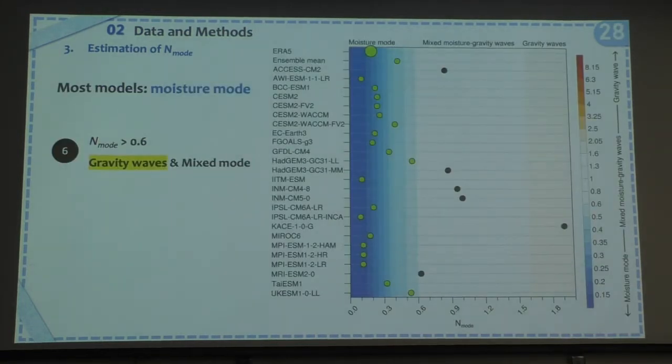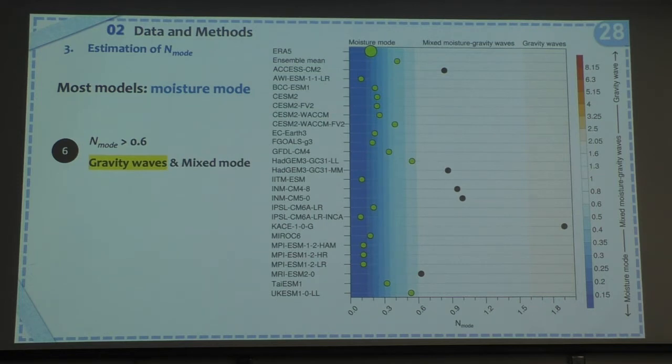This table shows the result of the N mode in the observation and the model results. In the observation, the N mode is close to 0.2, that is a moisture mode. And the multi-model mean shows a moisture mode over here. But the CMIP6 models have a gravity wave or mixed gravity moisture mode.